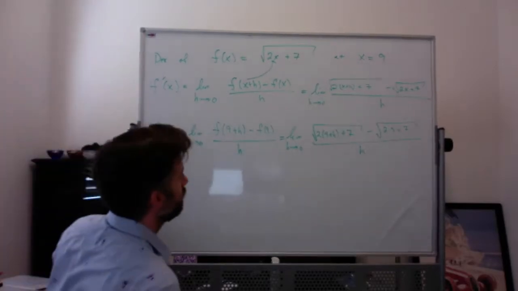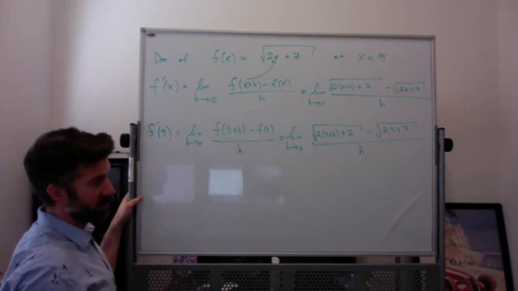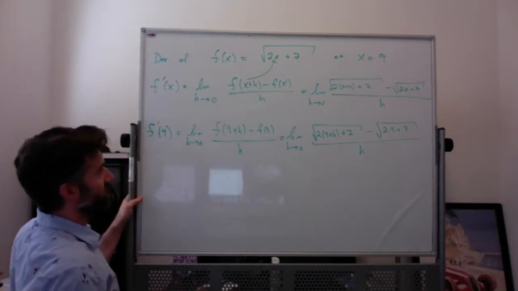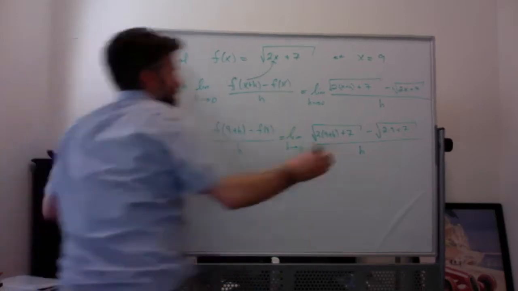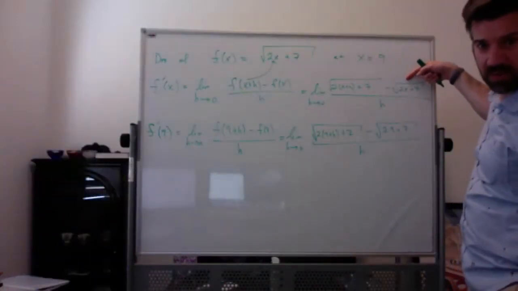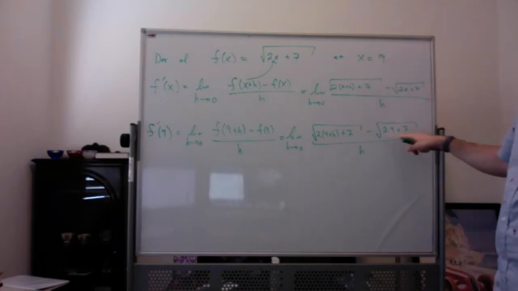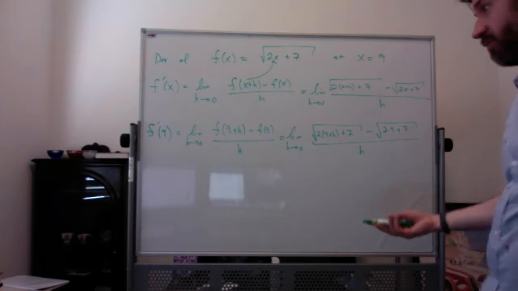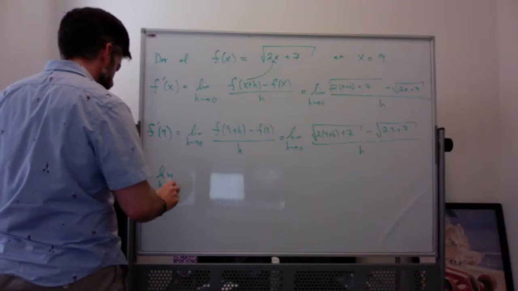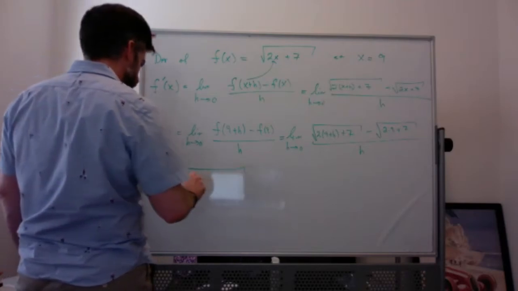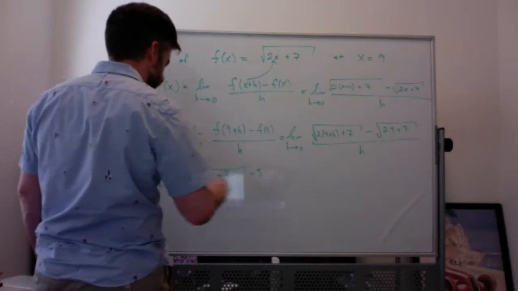One thing I would do first is simplify that second square root. When you're doing the derivative at a point, you can usually simplify the f of 9 part. Here you can't simplify f of x on top, since the square root of 2x plus 7 doesn't get any simpler. But the square root of 2 times 9 plus 7 is the square root of 18 plus 7, the square root of 25, which is just 5. So I'm going to rewrite this as the limit as h goes to 0 of the square root of 2 times 9 plus h plus 7, minus 5, all over h.